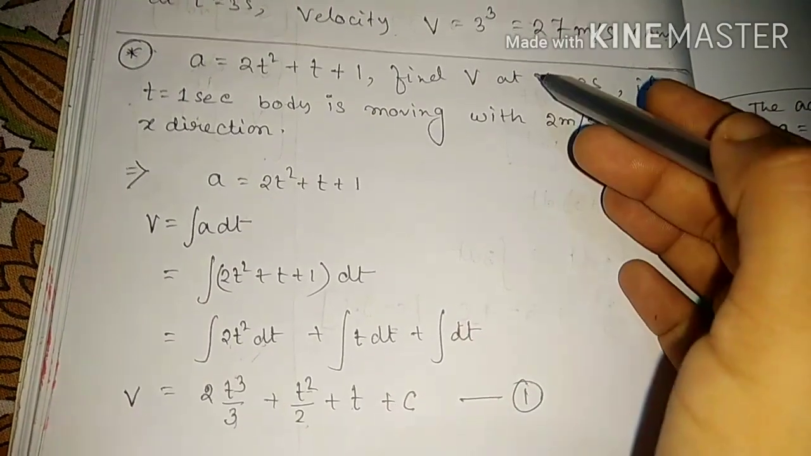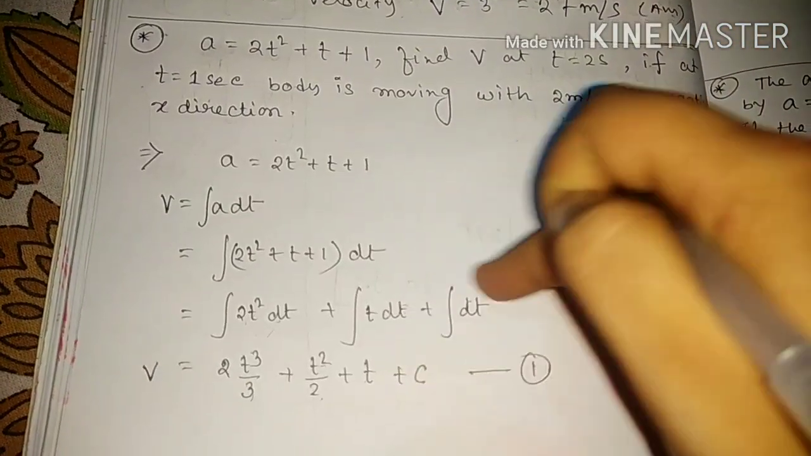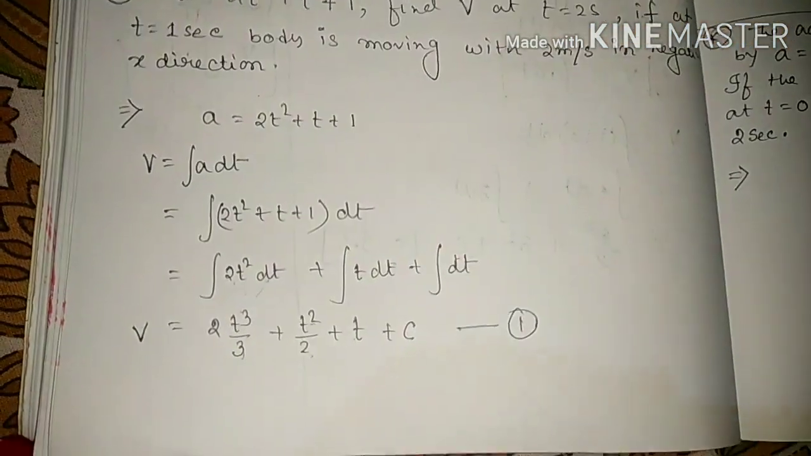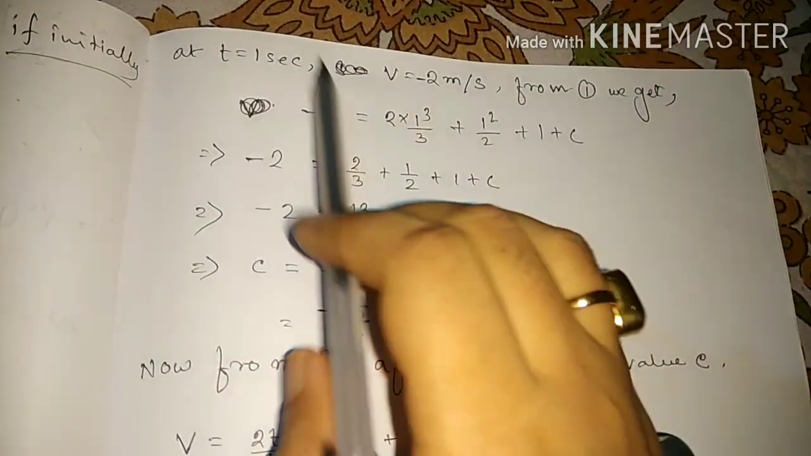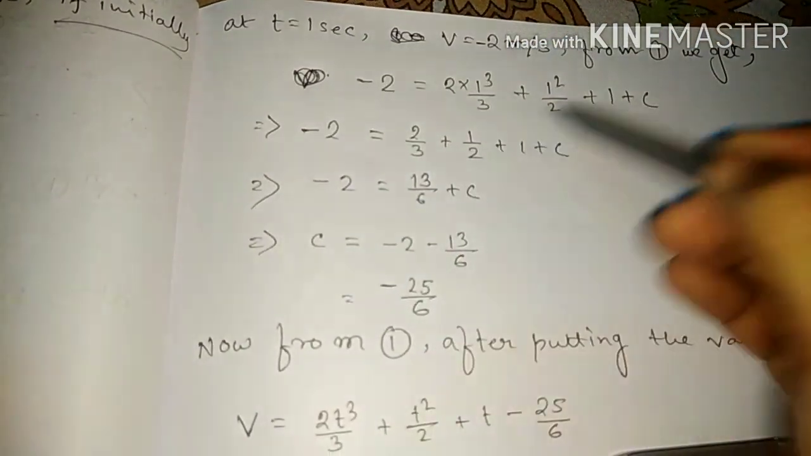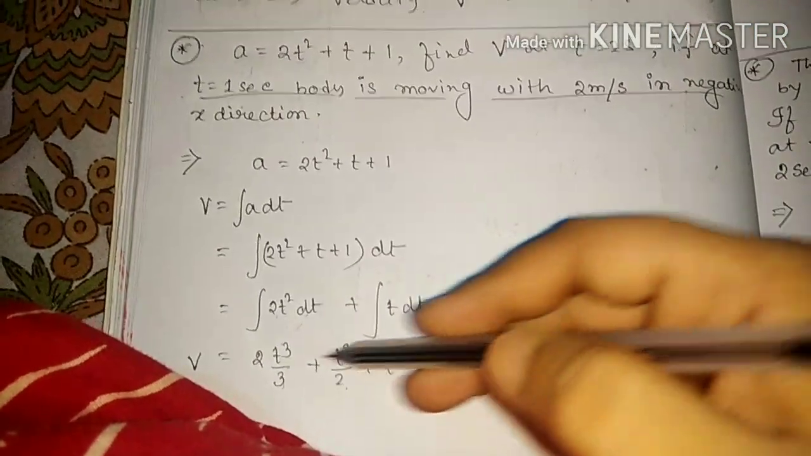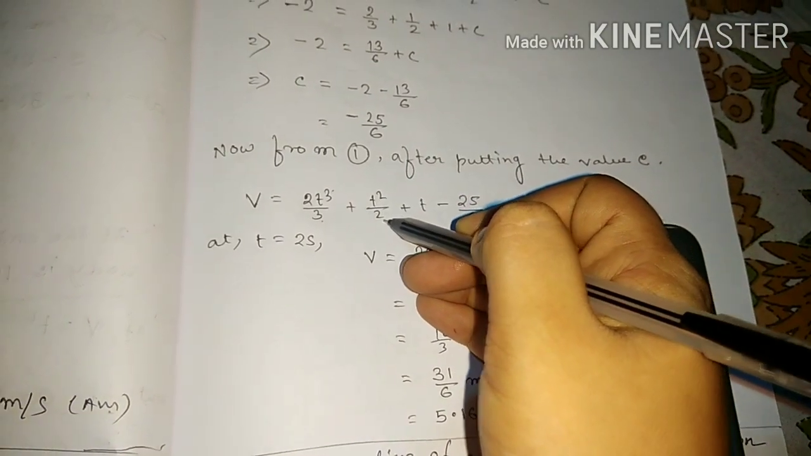We don't know c. If we put t equals 2 seconds here, then one constant term remains. So first of all we find the value of c, then we find the velocity at t equals 2 seconds. So we use this information: at t equals 1 second, v equals minus 2. After putting t equals 1 second, v equals minus 2, we get c equals minus 25 by 6. So now we can write v equals 2t cube by 3 plus 3t square by 2 plus t minus 25 by 6.